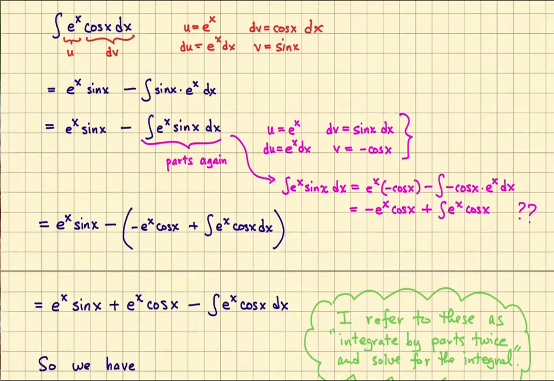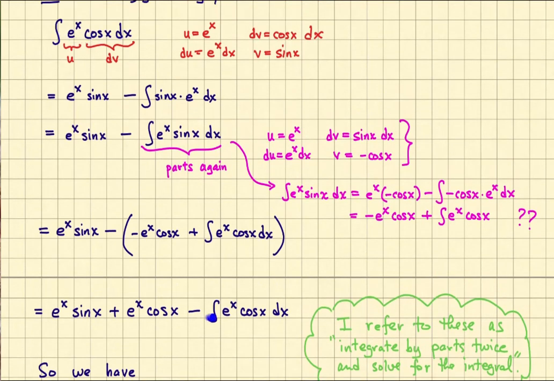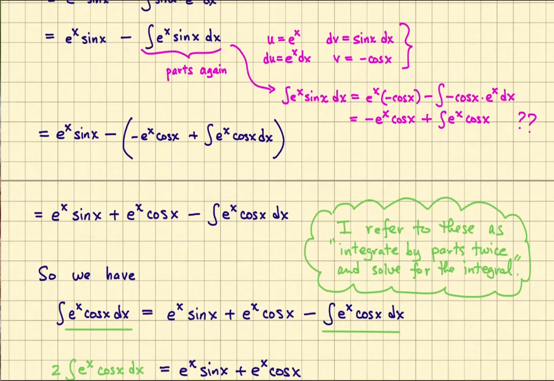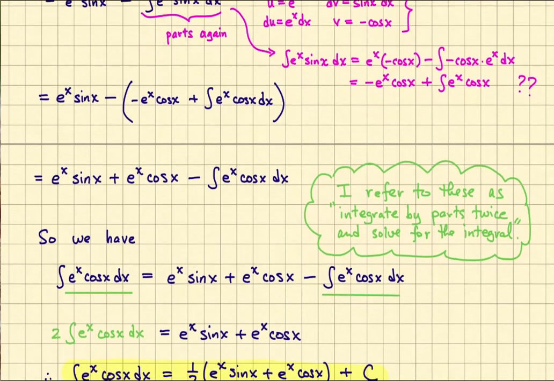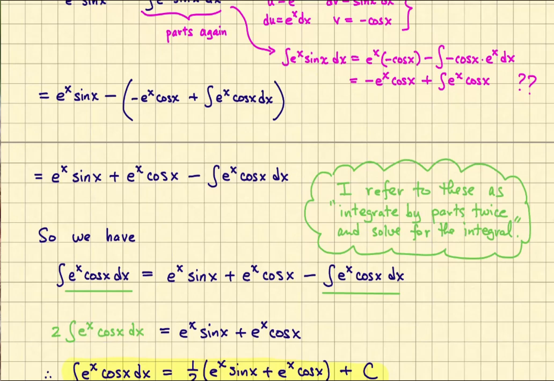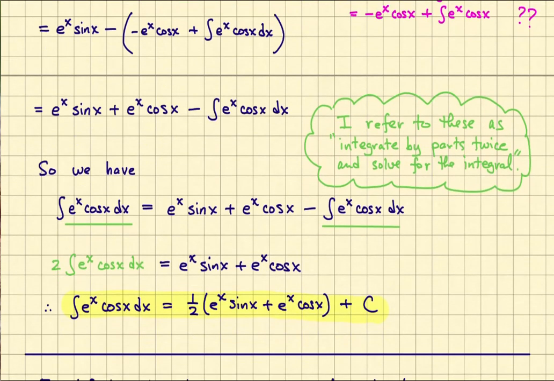And now I notice that this integral and this are the same, and that's the creature that I'm looking for. So why don't we just throw this to the other side? If I throw this term to the other side, then I'll have 2 copies of the integral of e to the x cosine x equals this. And then if I just divide through by 2, then I get the integral that I seek is 1/2 times this stuff, plus I'll pick up the arbitrary constant of integration. And I refer to these as integrate by parts twice and solve for the integral.